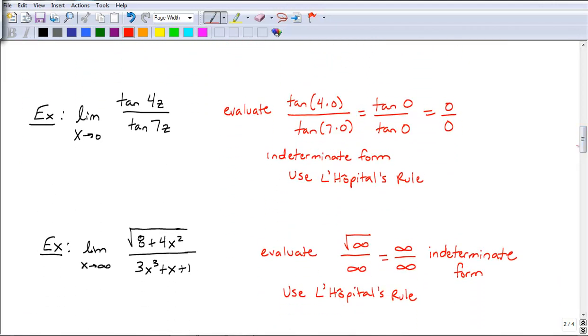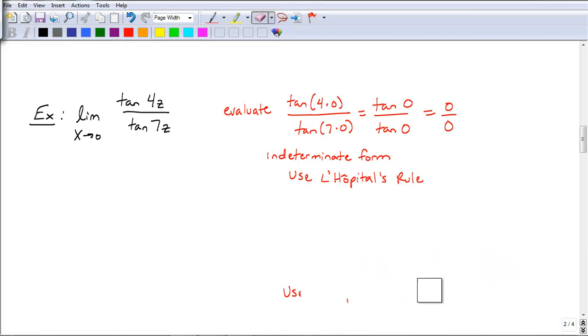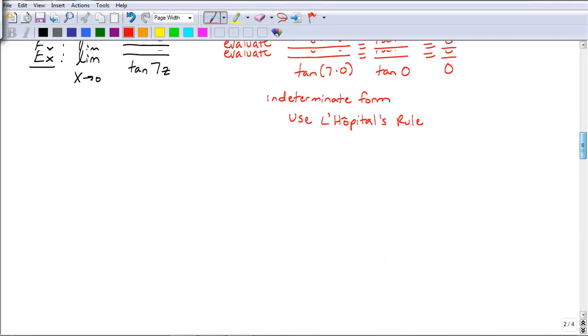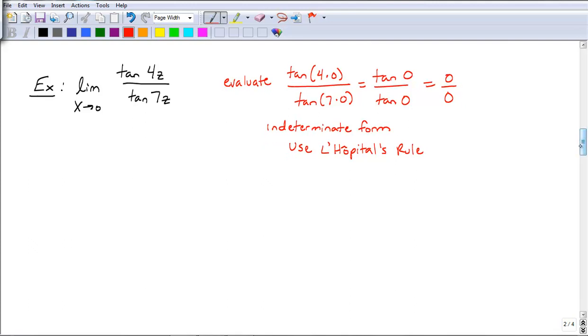This one here is another limit that we have to work through. This is the tangent of 4z divided by the tangent of 7z. So if we want to work through L'Hopital's rule, we have to make sure it's an indeterminate form. The tangent is the sine over the cosine. So when I plug 0 in there, I get the tangent of 0 on top and the tangent of 0 on the bottom. And the tangent of 0 is 0. So I get 0 over 0, which is an indeterminate form. So I can use L'Hopital's rule.